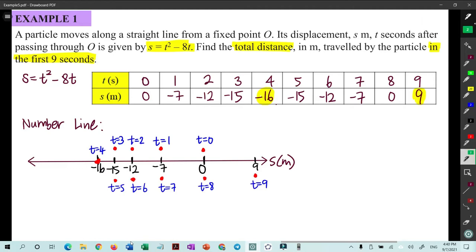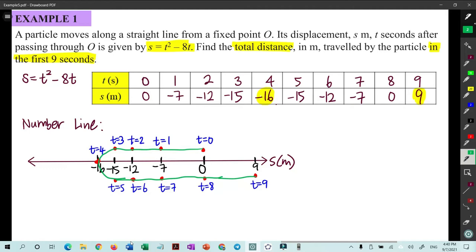And let me draw a curve to show the movement of the particle. The particle is moving towards left until s equals negative 16, and after that it moved towards right, and at the 9th second it reached 9 meters from the origin on the right hand side of the origin.